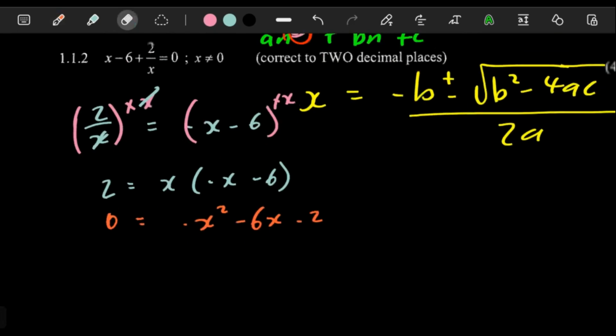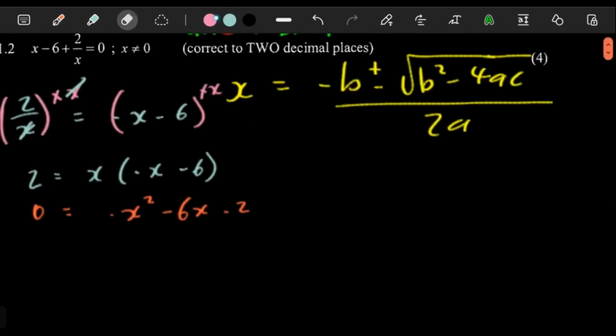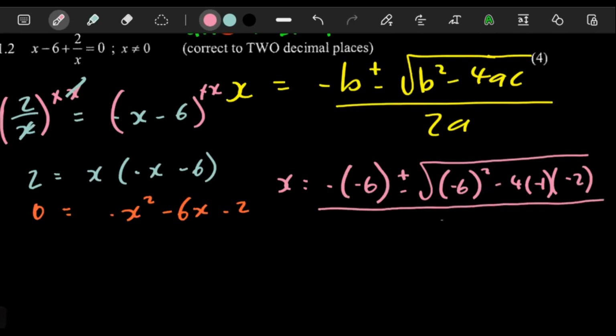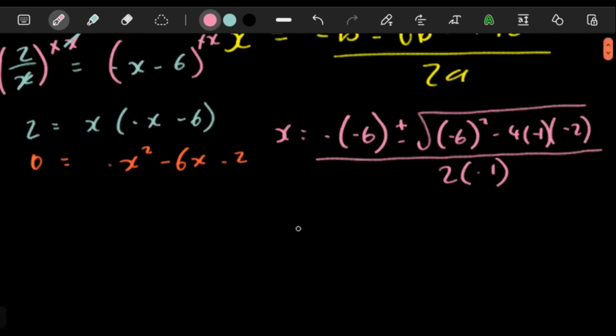Because using our quadratic formula, we have x is equal to minus b. B is like negative 6 plus minus, it's like negative 6 squared minus 4. Our a value is like negative 1. Our c value is like negative 2. The whole thing over 2a. A is like negative 1.